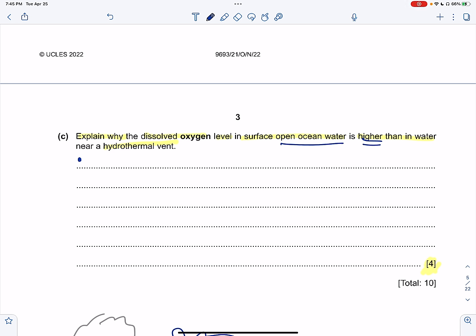Additionally, the salinity. So all those dissolved sediments and dissolved nutrients or ions coming out of the vent would make the salinity high, and we know that high salinity has low gas solubility.